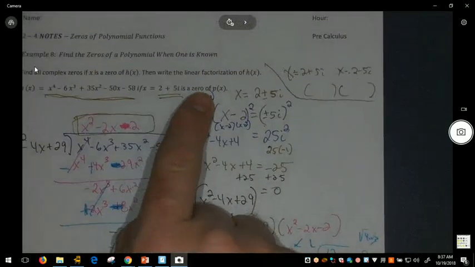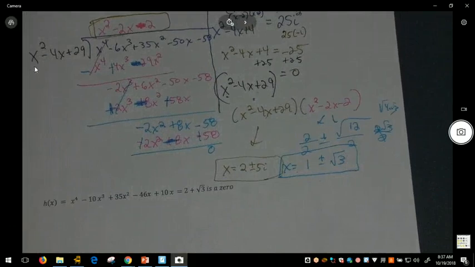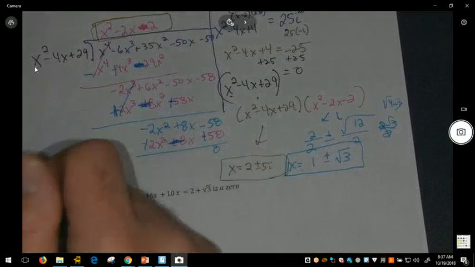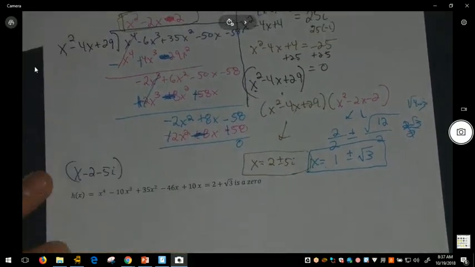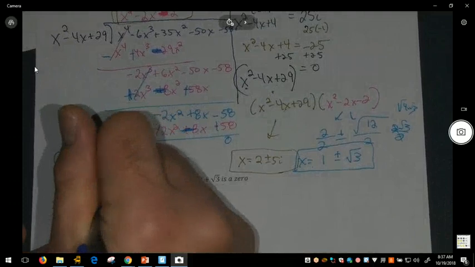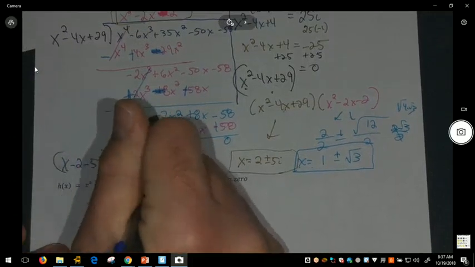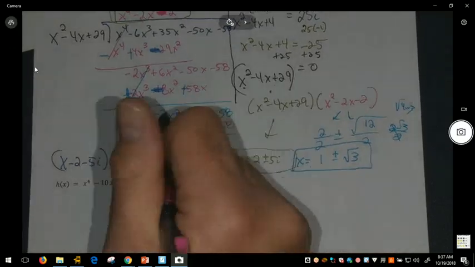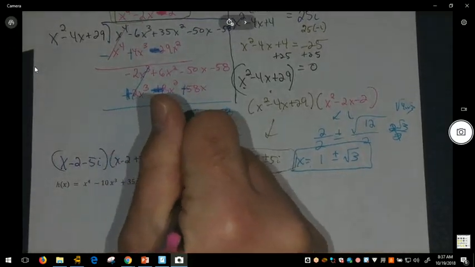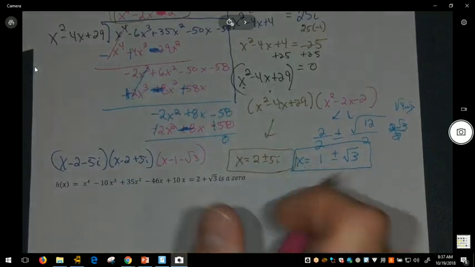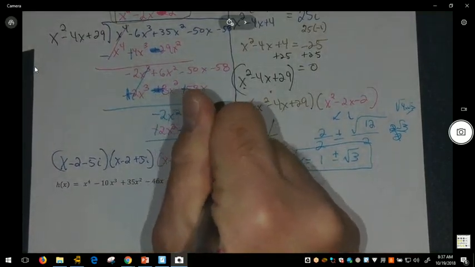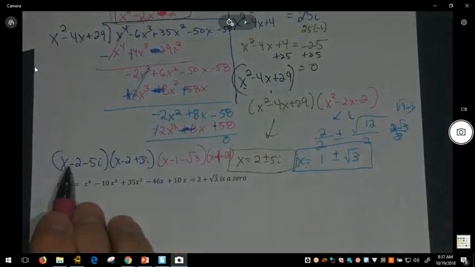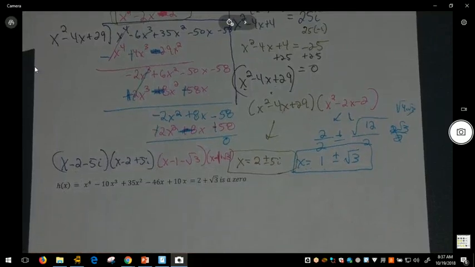Now, to write the linear factorization, again, I get these equal to 0, but I'm going to do them one at a time, so I would subtract 2 and subtract 5i. I would subtract 2 and add 5i. Here I would subtract 1 and subtract square root of 3. Subtract 1 and add square root of 3. That's a minus 1, not a plus sign. So there's my 1, 2, 3, 4 linear factors.